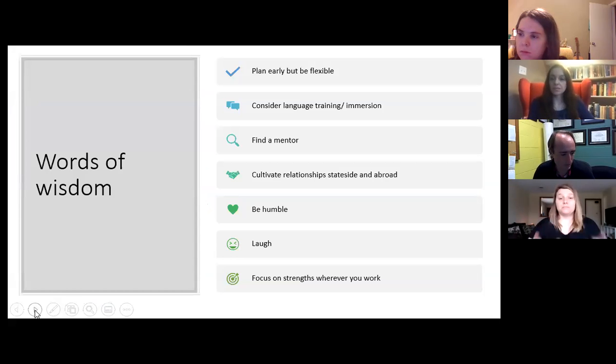Again, a few little words of wisdom. If you do plan on going abroad, plan early, be flexible. If anyone knows anything about COVID, flexibility is our life, and it's going to be our life for a little bit. But when we get back to more of it, continue that planning, continue that vigilance. Whatever language you're training in or interested in, think about more formal structures. We have medical Spanish electives. Most residencies will have language electives and training.